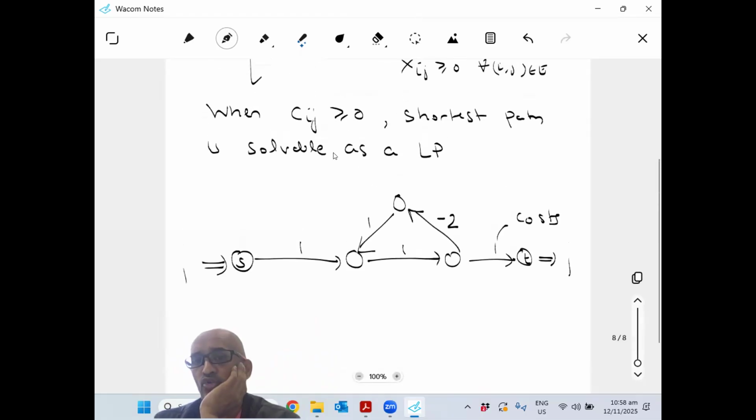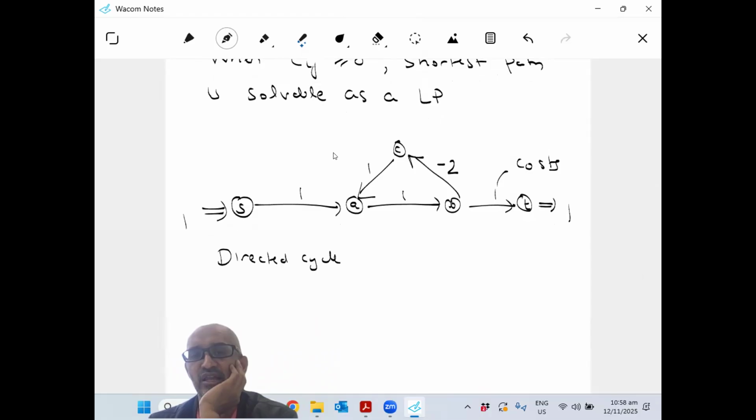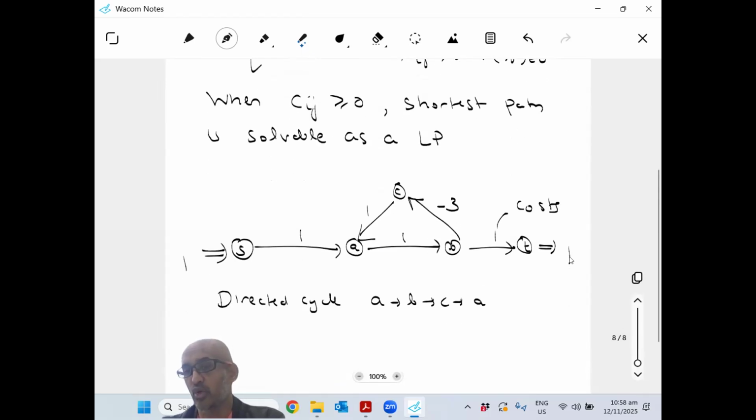So what is different in this graph? I've got a directed cycle. Let's call these nodes A, B, and C. Let me modify this number a bit: let me make this -3 and let me make this 1. There's a directed cycle A, B, C, A. Let's say I'm trying to minimize cost, sending 1 unit of flow from here to here.